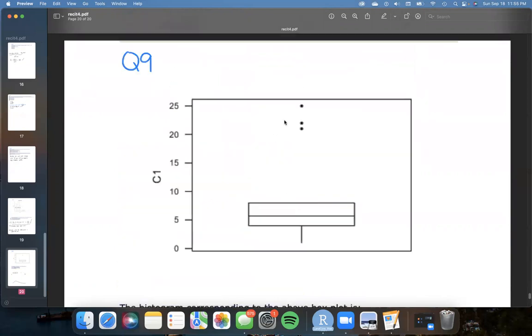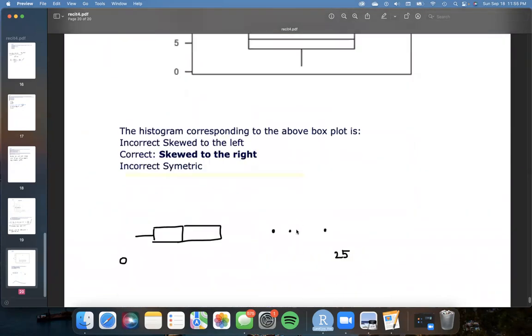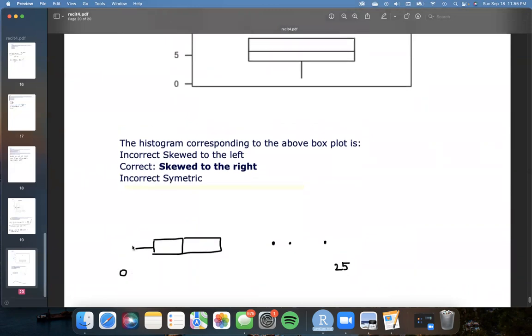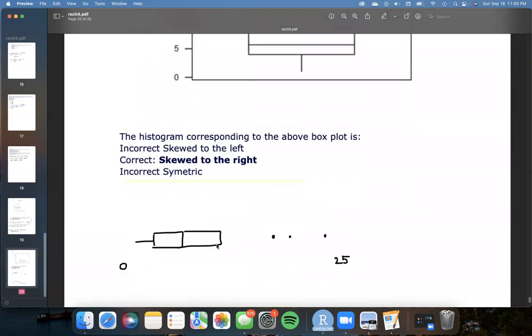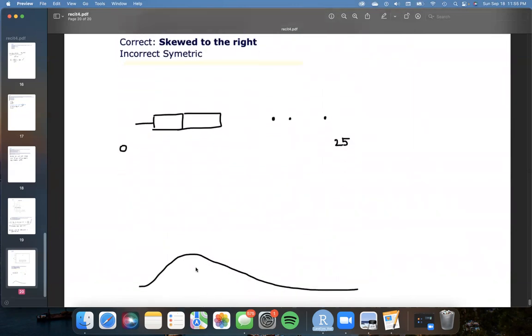If I wanted to make this a horizontal box plot, with 0 here and then 25 here, it would look something like this. So we can see here that it's not symmetric. It's definitely skewed to the right. And if I were to also take this box plot and visualize it as a histogram, we would get something that looks like this, so that you can see clearly it is skewed to the right.